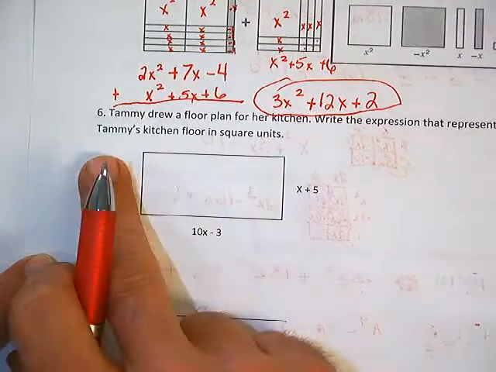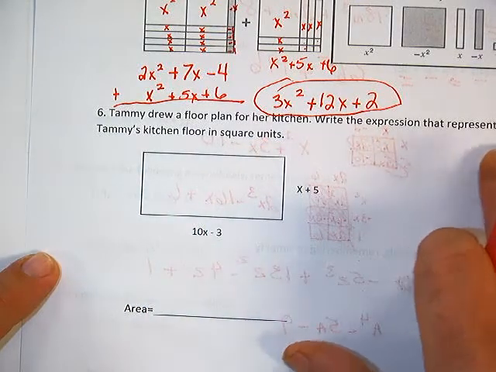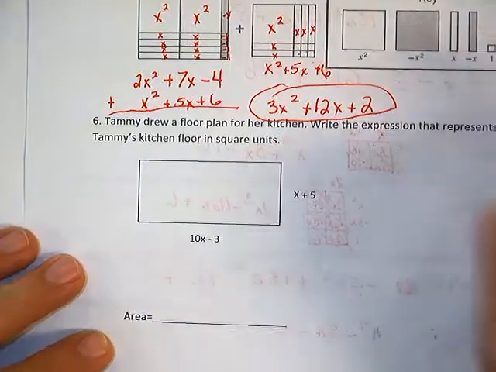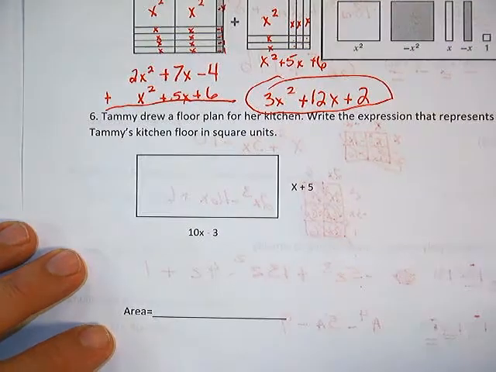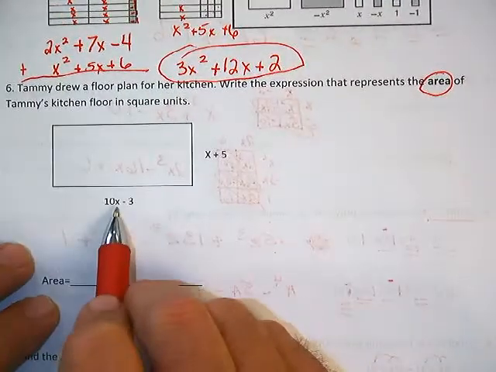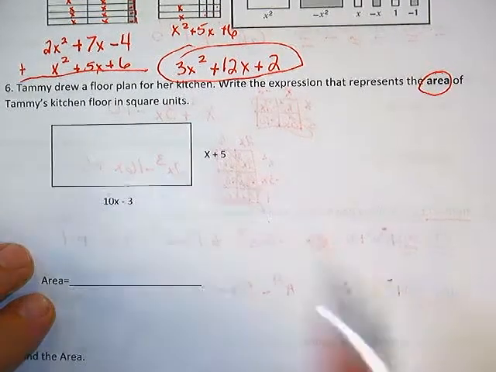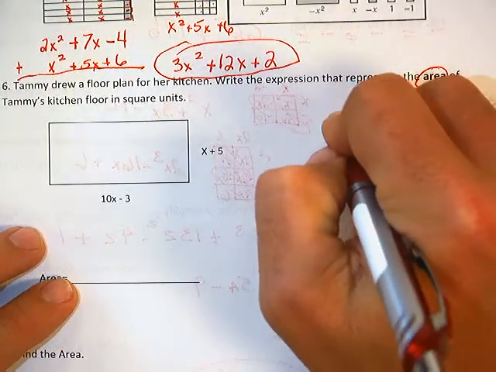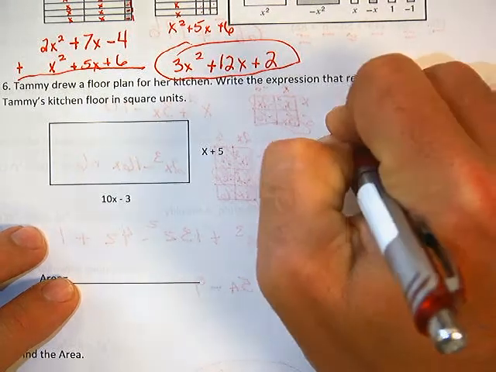Okay, number 6, it says, Tammy drew a floor plan for her kitchen. Write an expression that represents the area. How do you find the area of a rectangle? Length times width. So we're going to multiply 10x minus 3 times x plus 5. Simple box method.